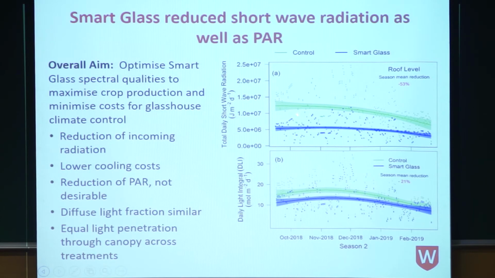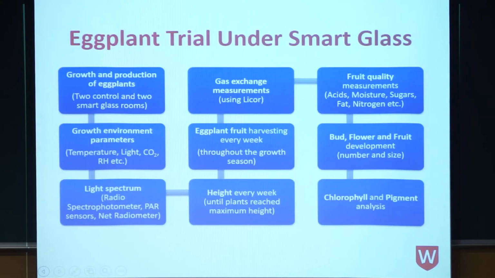So what we did is over time, we basically were trying to optimize this glass. This is the control and this is a smart glass. We reduced the amount of shortwave radiation by 53%, but we also reduced PAR by about 20%. So we were saving some energy, but we were also having a negative impact on photosynthesis.